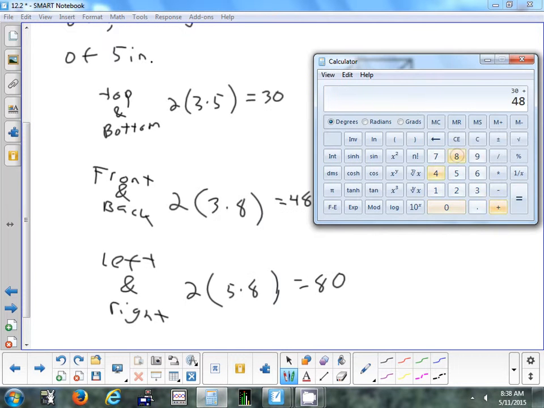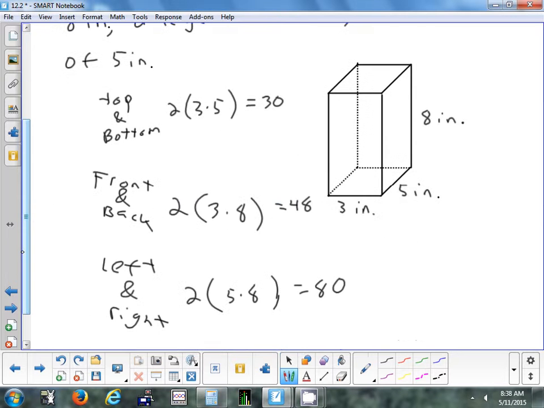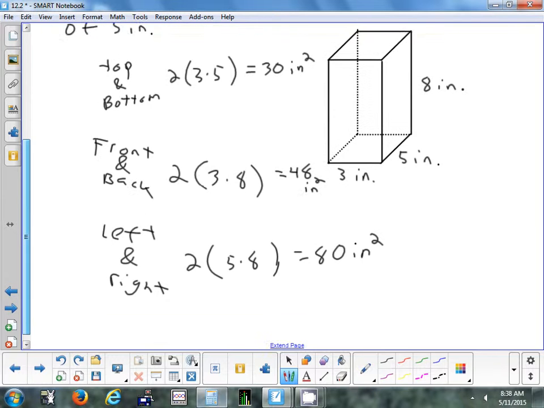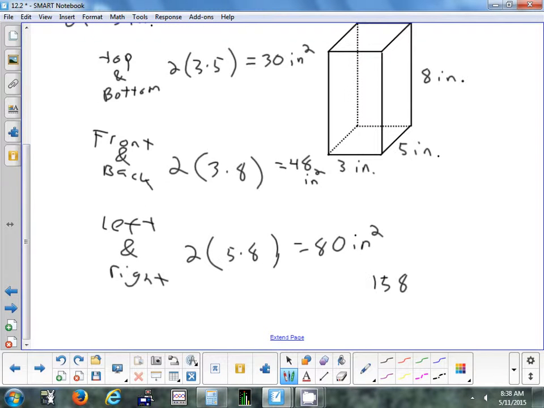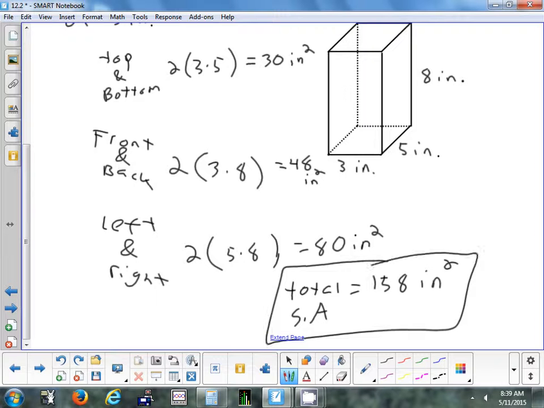Now add up those three numbers. So we got 30 plus 48 plus 80. That's the surface area of this box. 158. Okay, and I should label all these square inches, okay, because we're finding area. So the total is 158 square inches. Now, if you just wanted the lateral surface area, take away the top and bottom base, and you can have that as well. But that's the total, 158.